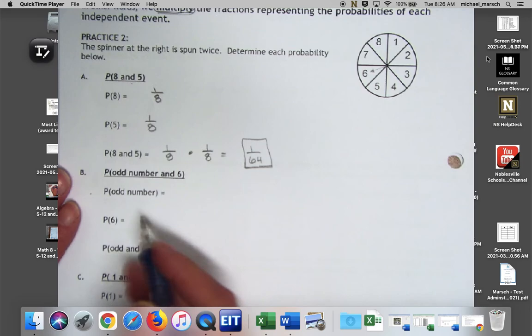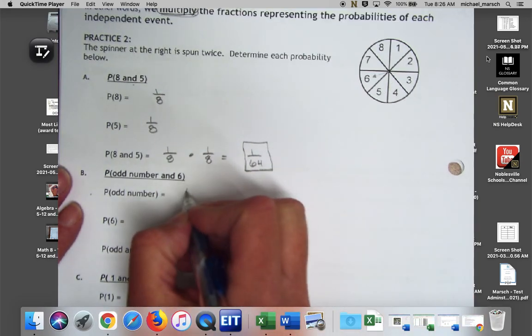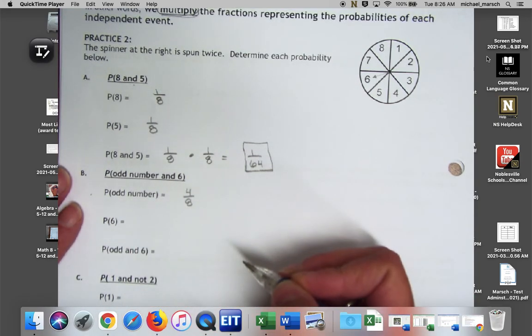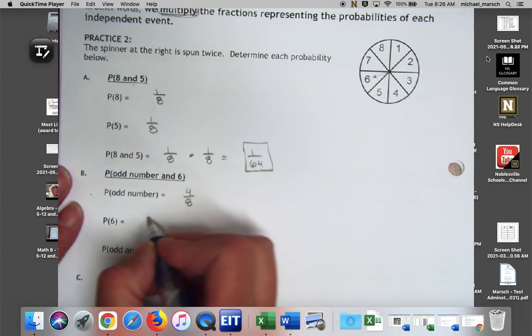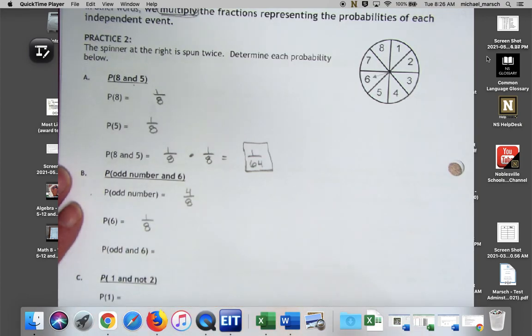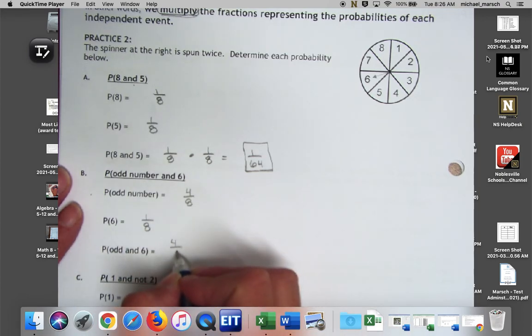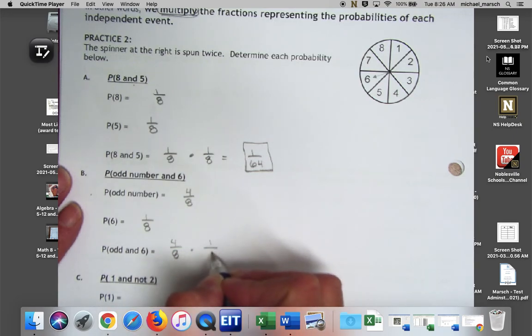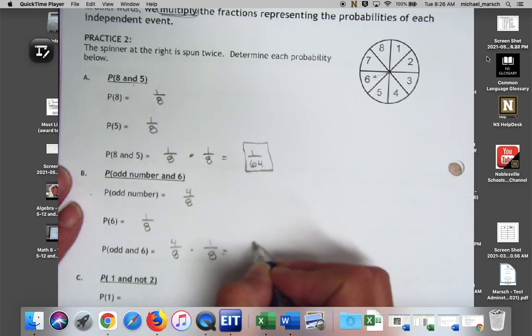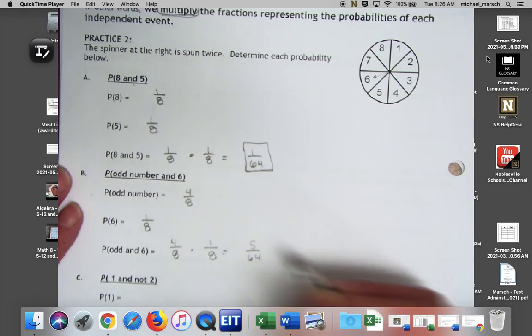Okay, how about an odd number? Well, there are 4 odd numbers out of 8. And then how about a 6? Well, there's 1 out of 8. That's a 6. So 4 out of 8, times 1 out of 8 is going to be 5 over 64.